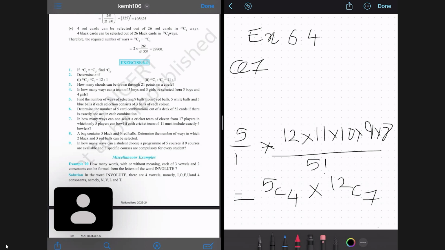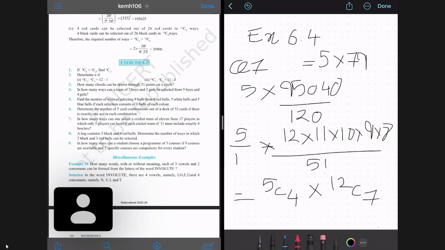So when you solve this further, what you're left with is 5 into 95040 upon 120, which could then be simplified as 5 into 792, which when you solve, you get 3960, right? And this is going to be your final answer, correct? So that is how you're going to solve this question. Just keep in mind that if the choice of the bowlers and bats and other players that you want to have is specified in the question itself, then proceed in that manner, right?